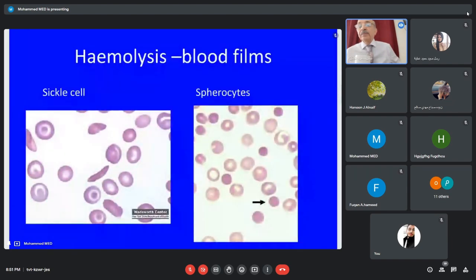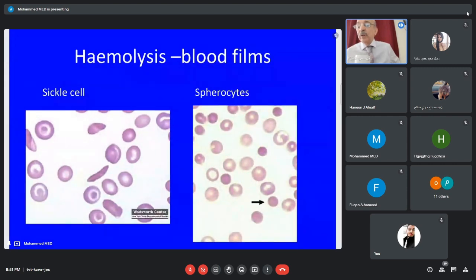Yes, this is a blood film of two patients. The first one on the right-hand side is spherocytes. You see they are small. There are many RBCs which are smaller, and hence the term spherocytosis. The other slide, the sickle cell. Okay, sickle means المنجلي. Next slide, please.